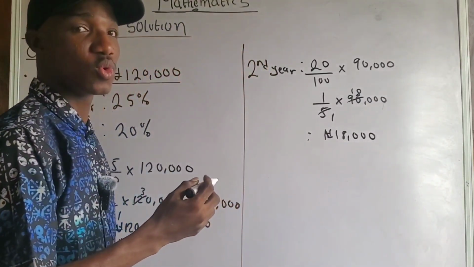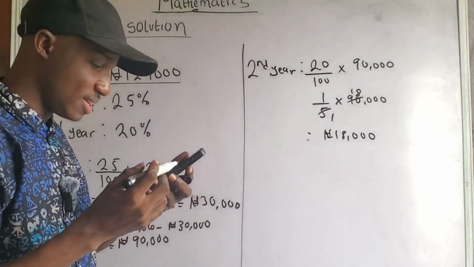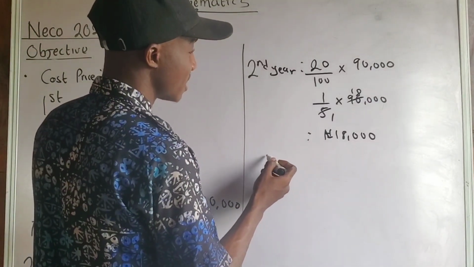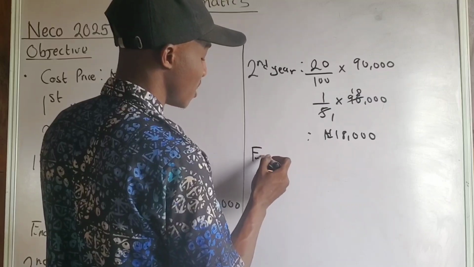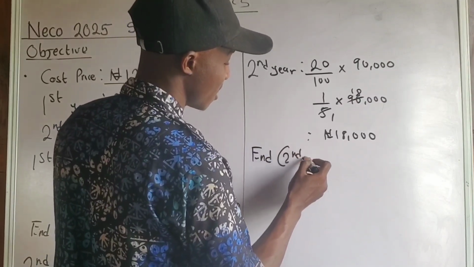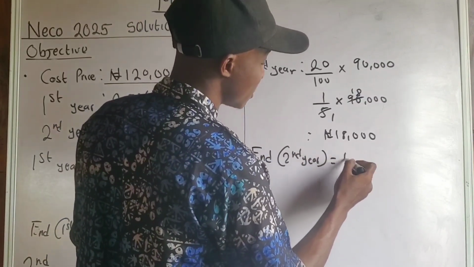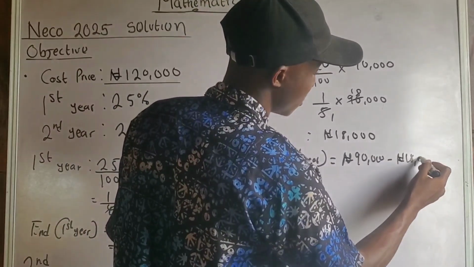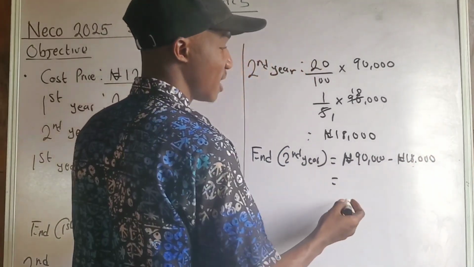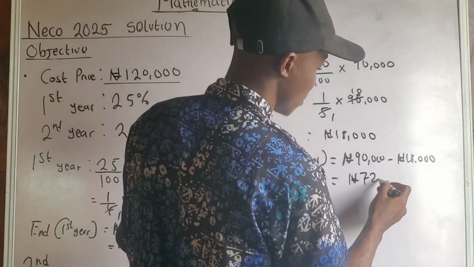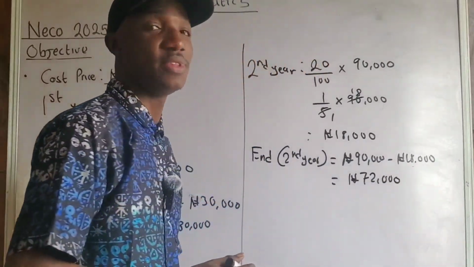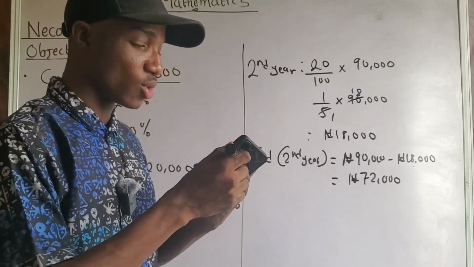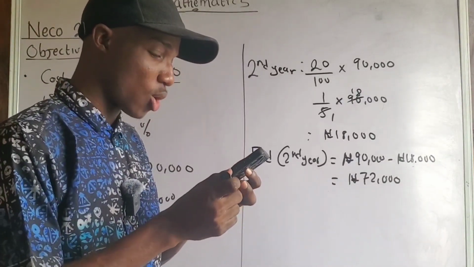So the value of the freezer at the end of the second year will be 90,000 naira minus 18,000 naira. So that is 72,000 naira. So the value of the fridge at the end of the second year is 72,000 naira. The correct option to that question is option B.